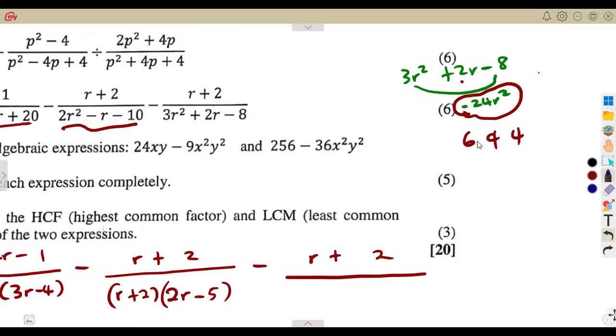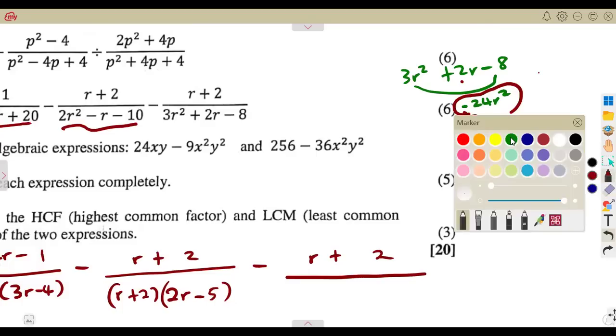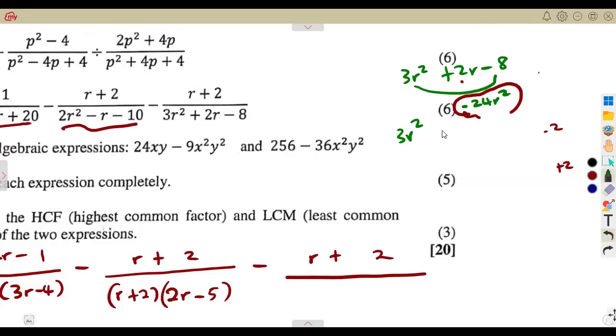So which one? Is it going to be negative 6 or is it going to be a negative 4? If you add here, you're going to obtain a negative 2. If you add here, you're going to obtain a positive 2. So these are the ones that you want, the 6r and the minus 4. So meaning to say, we need 6 and minus 4 there. So it's going to be 3r squared plus 6r minus 4r minus 8.